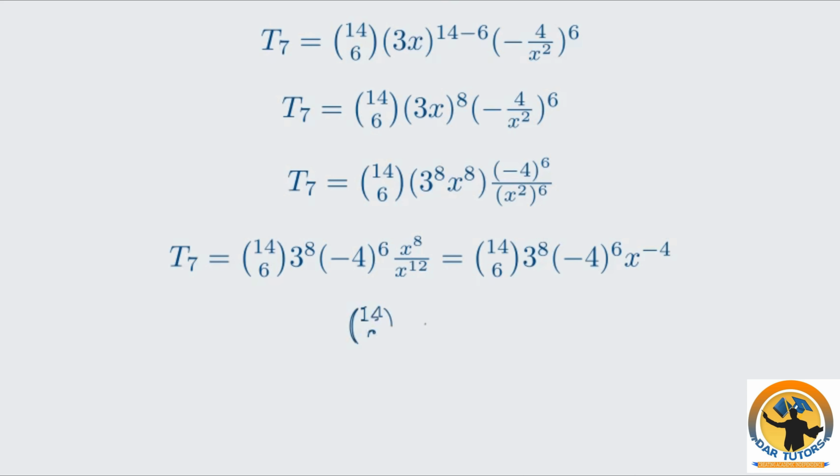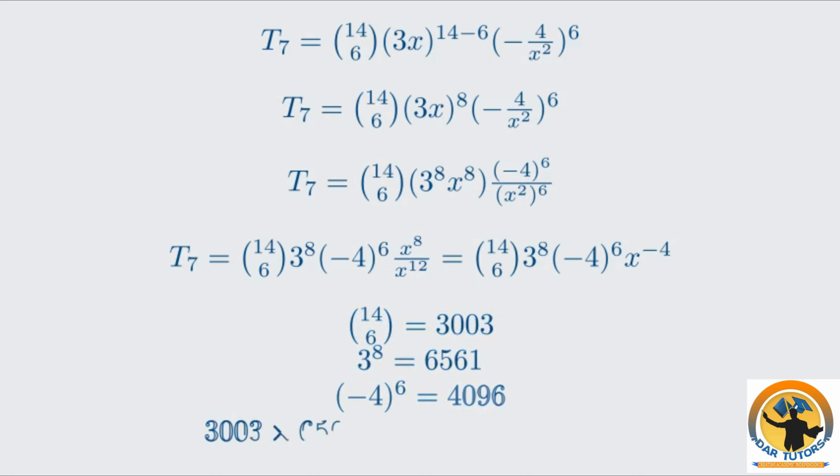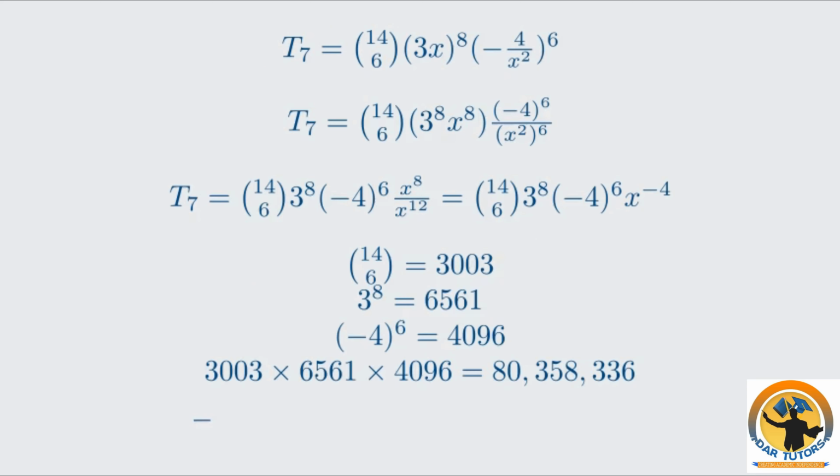14 choose 6 is 3003. 3 to the power of 8 is 6561. Minus 4 to the power of 6 is 4096. Multiplying these together gives 80,358,336. Therefore, the seventh term is 80,358,336 times x to the power of negative 4.